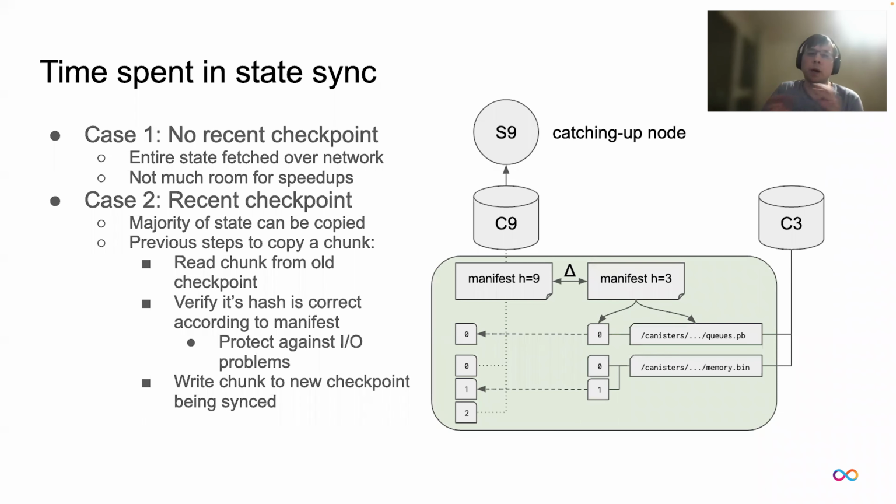Now, you might ask, why do we have this verify step in the middle? This is because we actually got burned there. We didn't always have that. But then last summer, we had the problem that a replica crashed and corrupted the checkpoint on disk. And then we just happily copied it during state sync, leading to further problems. So we do want to verify its hash to protect against corruption.